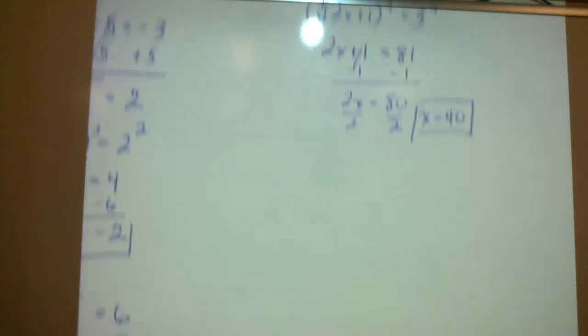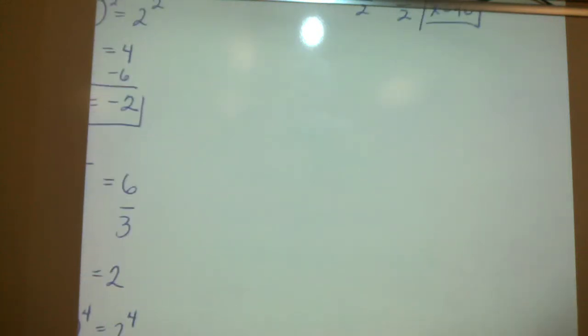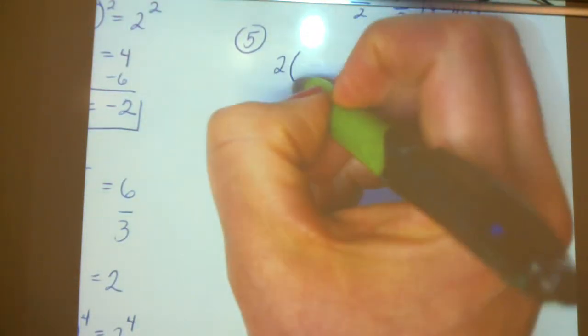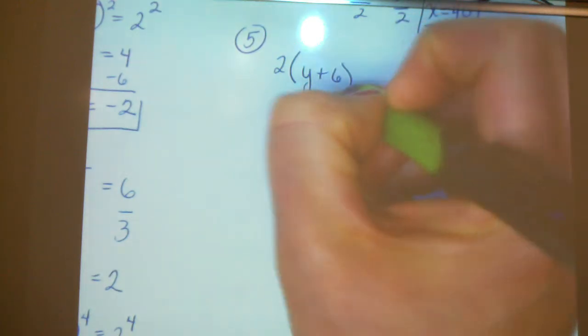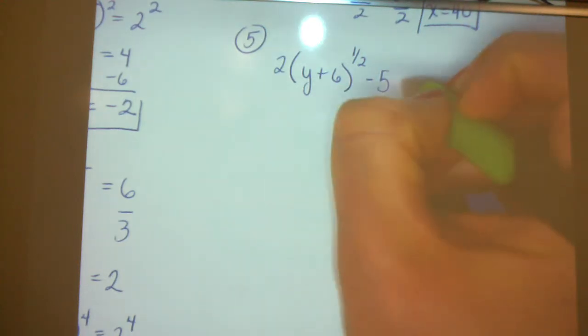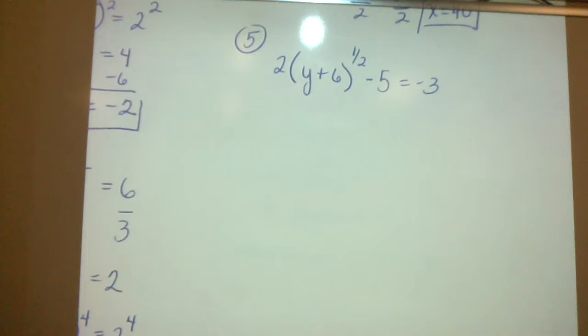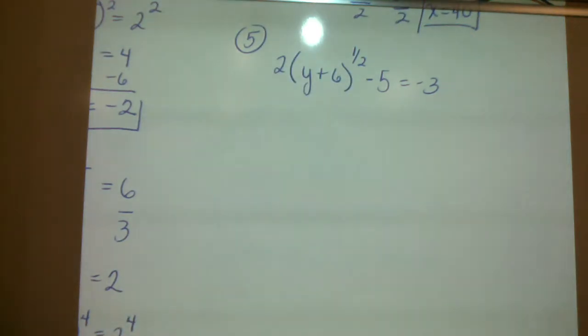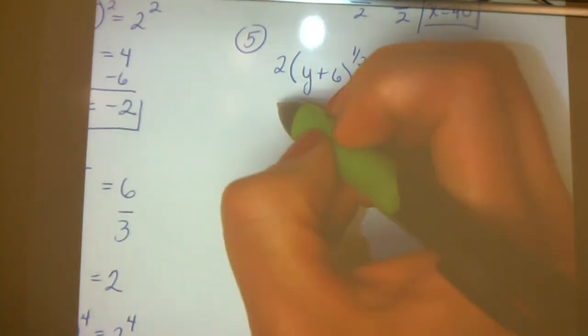Number 5. Let's lift that up. There we go. Number 5, we've got 2 times y plus 6 raised to the 1/2 minus 5 is equal to negative 3. Now this is very similar to number 2. There are a couple of changes. One, there's a rational exponent. I've got a fraction as an exponent, and then I've got this number out in front. So I have a number out in front and I've got a number after it. So, before we do anything, let's rewrite this in radical form.